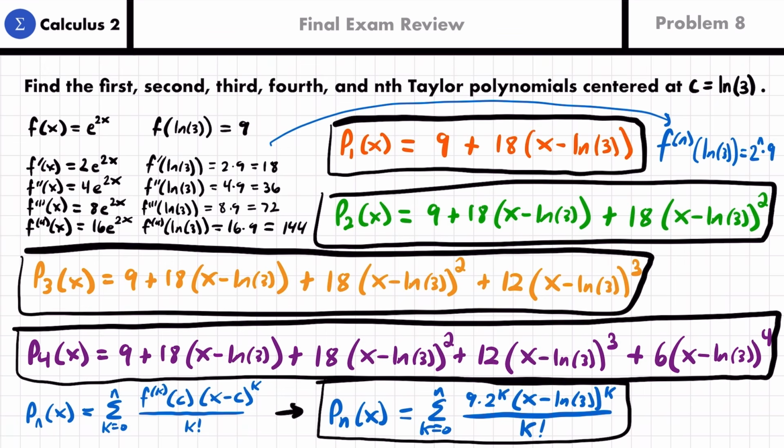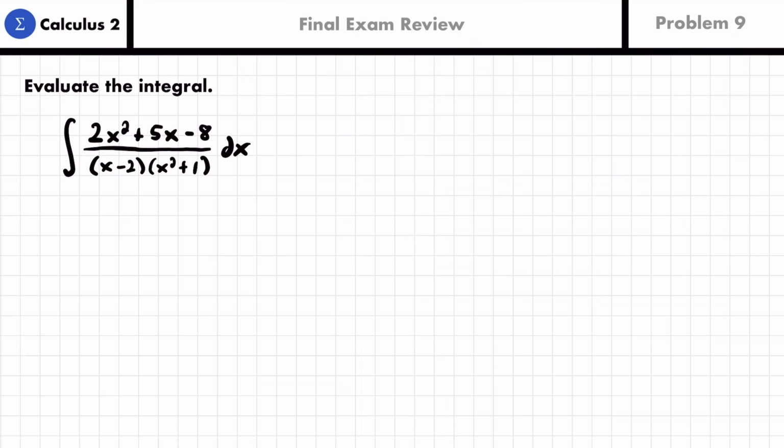And so with that, we have now found everything we needed to find. We found the first, second, third, fourth, and nth Taylor polynomials for this function centered at c equals the natural log of 3. Next up, for problem 9, we want to evaluate the integral, and we're given the integral of 2x squared plus 5x minus 8 divided by the quantity x minus 2 multiplied by the quantity x squared plus 1.